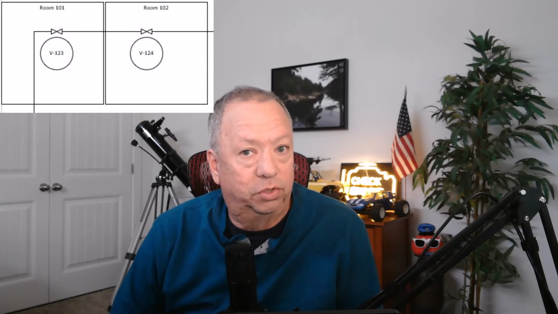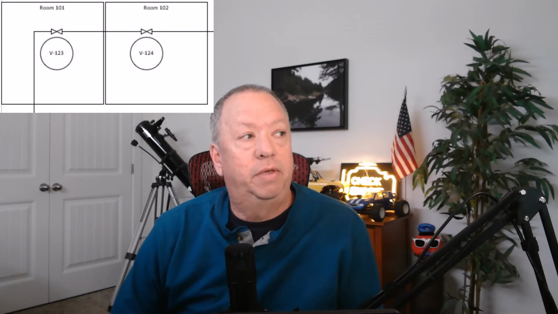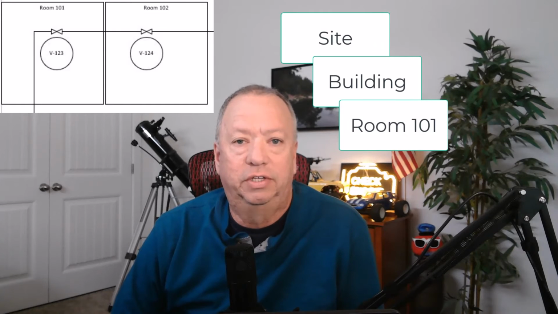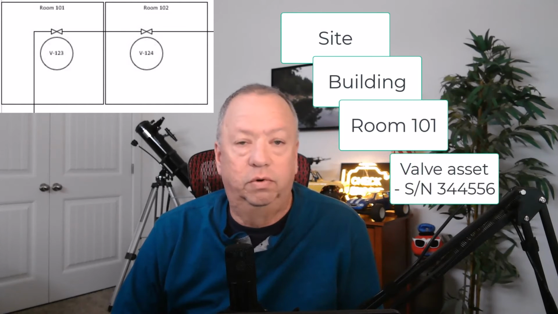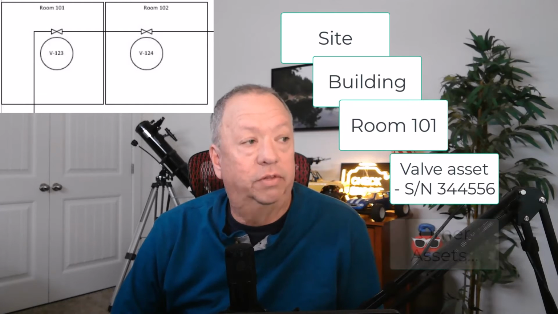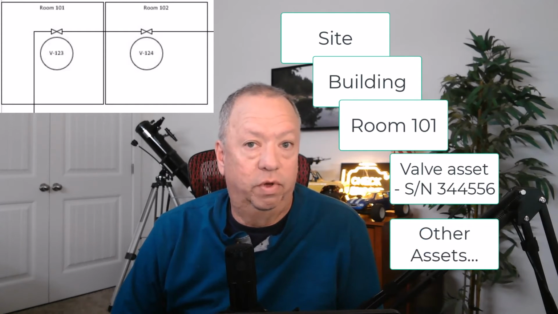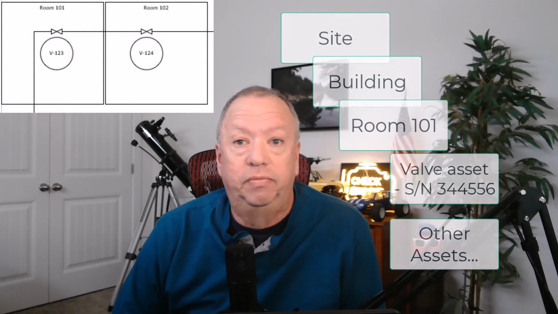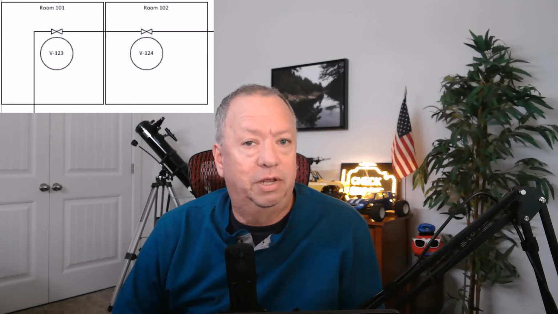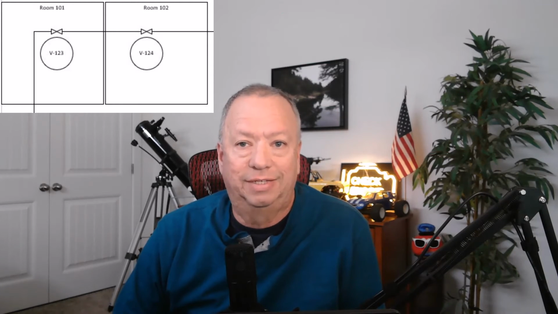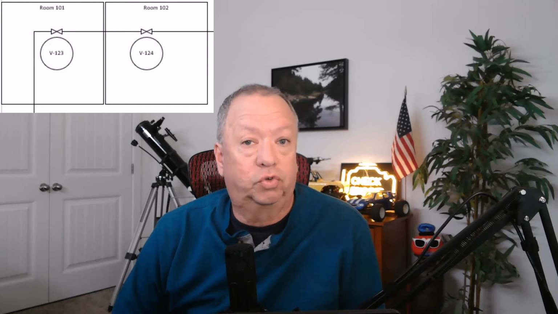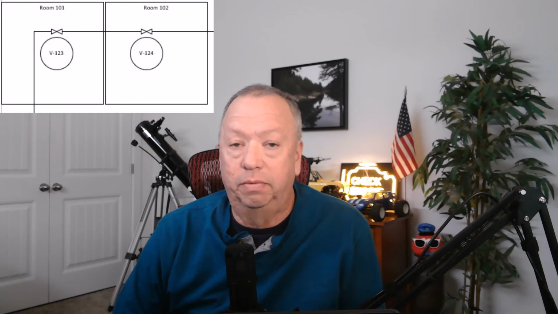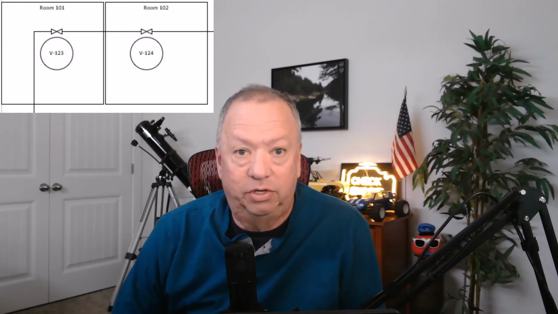Or would a simpler approach be better? Maybe something like site and building and room 101, but the valve asset is simply located in room 101, as would be all of the other assets that are in room 101. So the subtlety here is that valve 123, as listed on the P&ID, is acting more as a location than it is as an asset. Valve 123 is a description of where the device is in the system, not the actual piece of equipment, the valve, that is at that location.